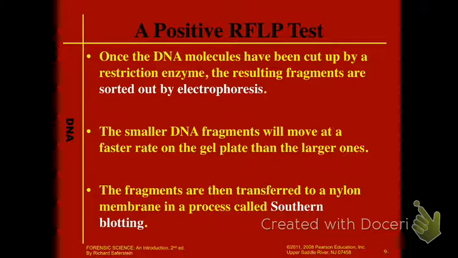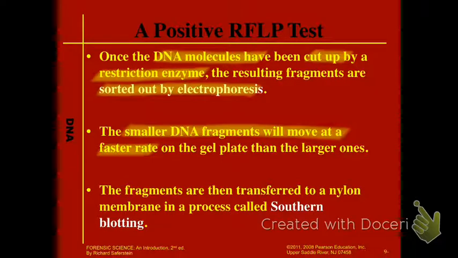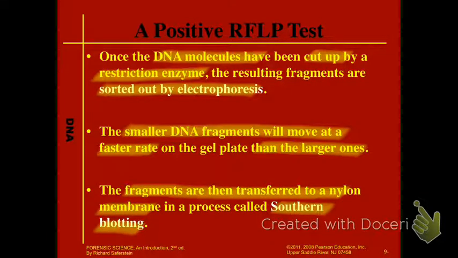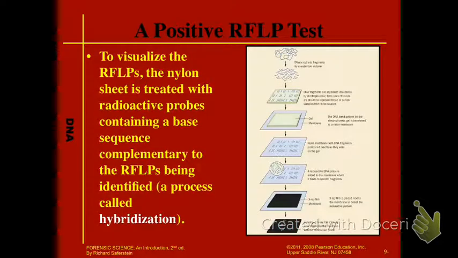So the first step in DNA fingerprinting or DNA typing is the DNA molecules are cut up by restriction enzyme, and then those fragments are loaded into a gel and separated by electrophoresis. Again, the smaller fragments will move faster and farther than the larger ones. And then the fragments are transferred onto a nylon membrane. They're literally blotted onto a nylon membrane, and this process is called southern blotting. So we see southern blotting here, where we left off, where the DNA is loaded into a gel, electrophoresis. Now we've blotted that up onto a nylon membrane.